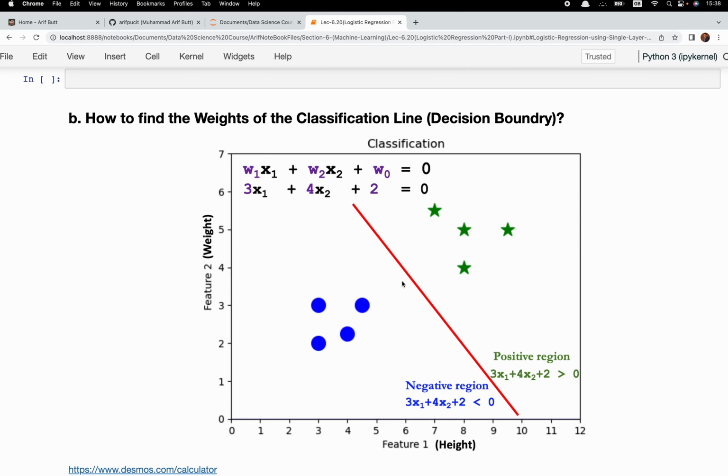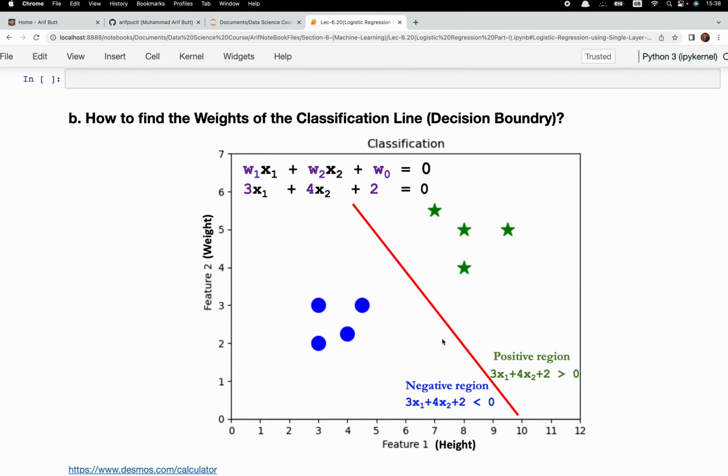And this decision boundary shown in red color over here is represented by this equation, that is 3x1 plus 4x2 plus 2 equals 0. My dear students, there can be many different lines that can separate these data points into two regions. I have just shown one.